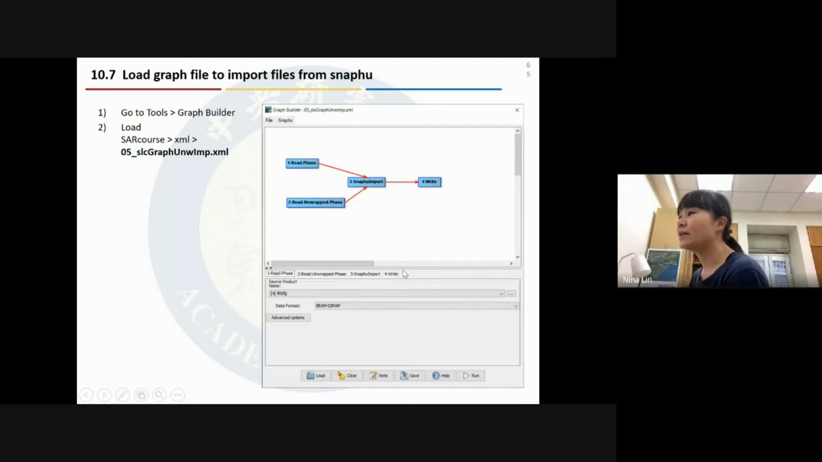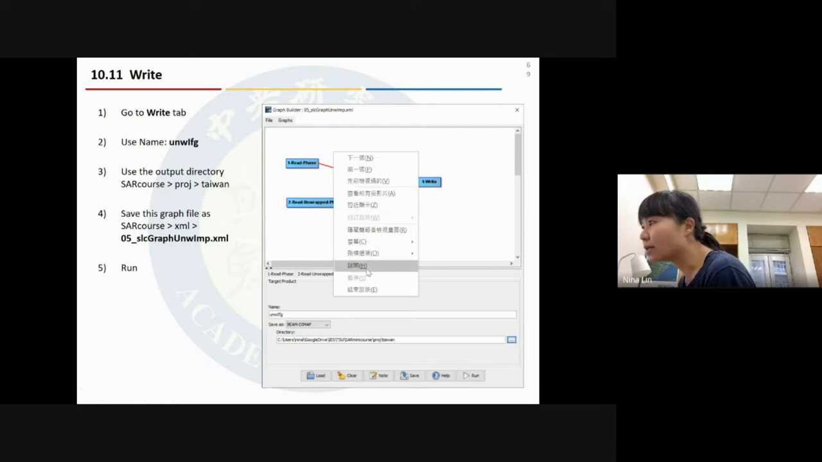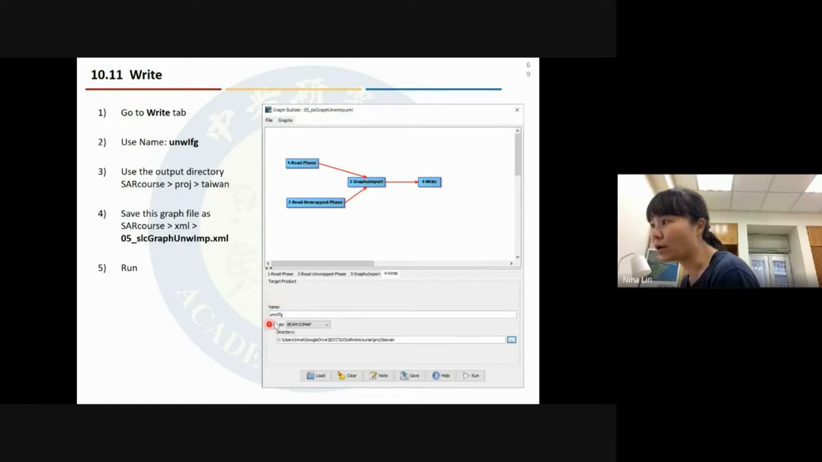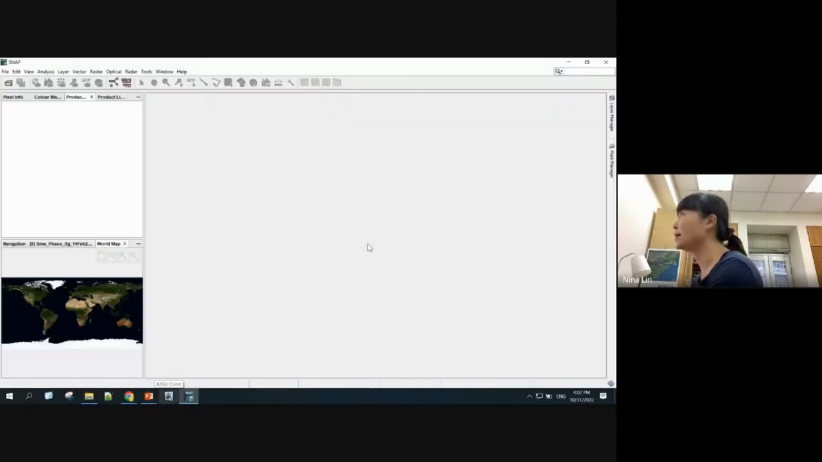Okay, and to some of you, you may feel like, oh, we have already finished unwrapping. Does it mean it's already the end? Well, not really. So let's move on to the following practices. And last time we ended with this final product called UNWIFG. Okay, so I'm going to move on to SNAP. Hope you're with me. And let's open the products we finished last time.